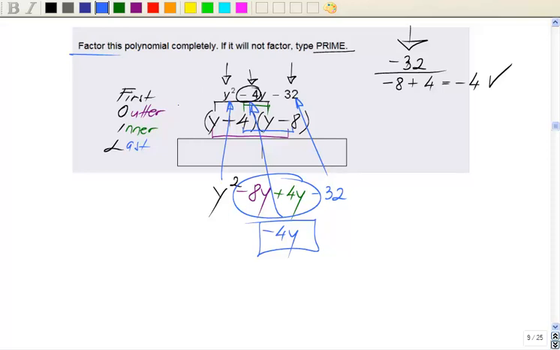And I may have misspelled that word, outer. Anyway, we're doing math. Okay, this is it.